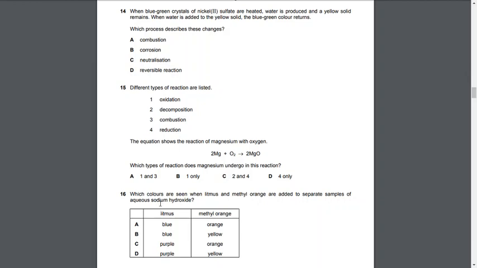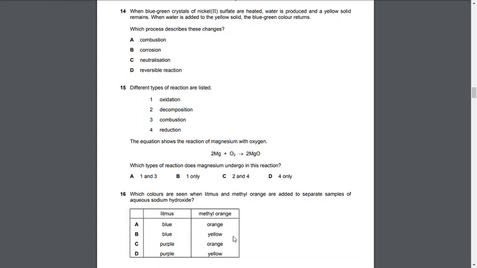Which colors are seen when litmus and methyl orange are added to separate samples of aqueous sodium hydroxide? So here we're going to read the options. When litmus is added, it is going to be blue in color, and when methyl orange is added, it is going to be yellow, because it's a base. Blue orange, not the right option. Blue yellow, yes, this is the right answer.